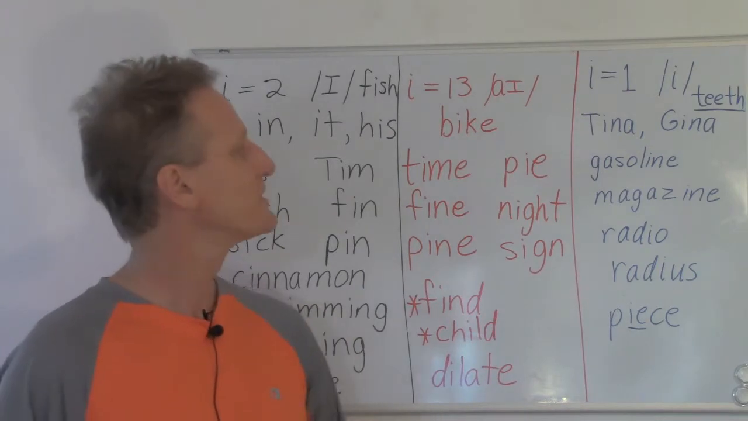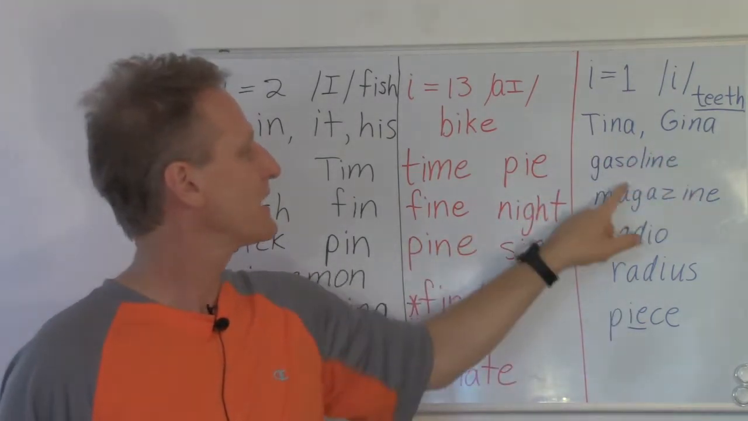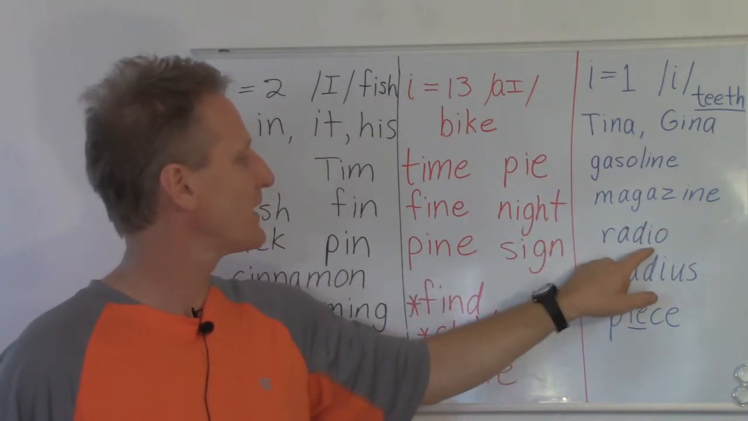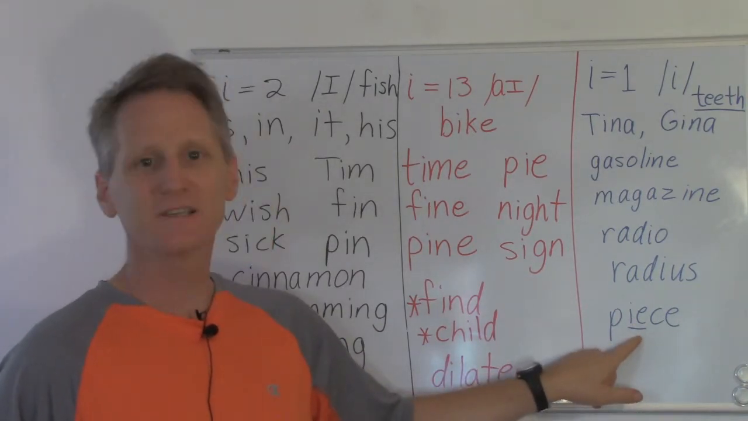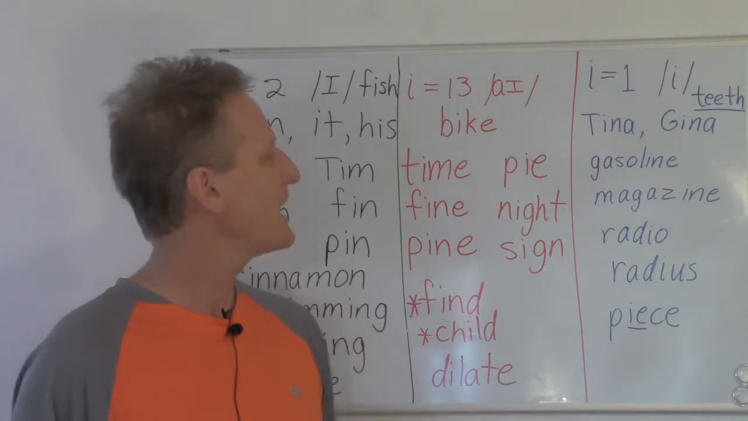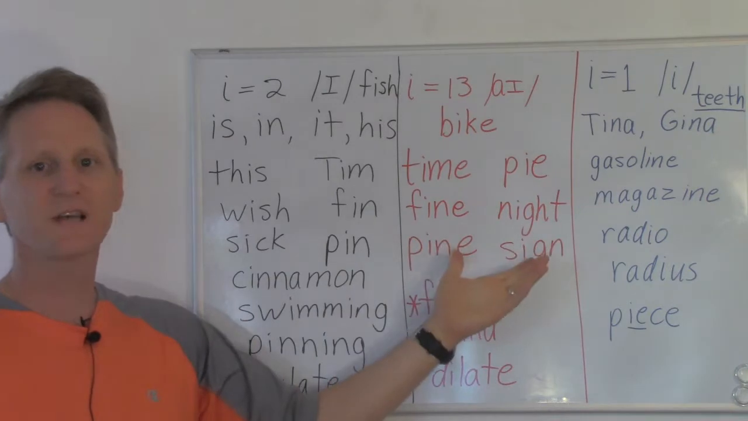So here we've got a common name, Tina, another name, Gina, gasoline, magazine, radio, right there, /i/, radius, peace. And here you can see it's associated with the letter E, and there's /i/, okay, peace. Anyway, this is the least common, this is the most common, this is somewhere in between.